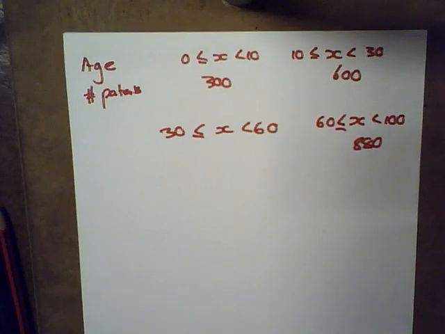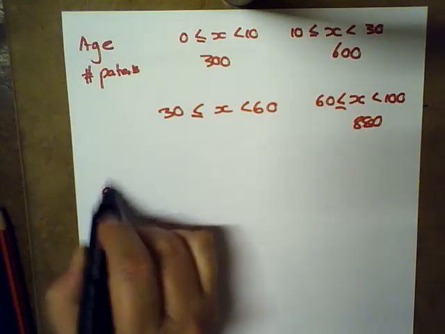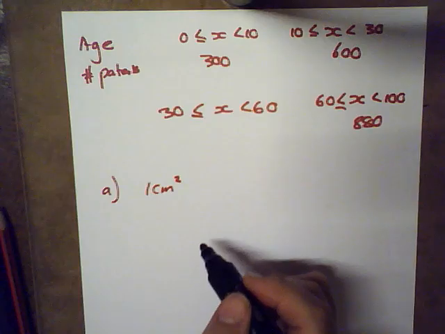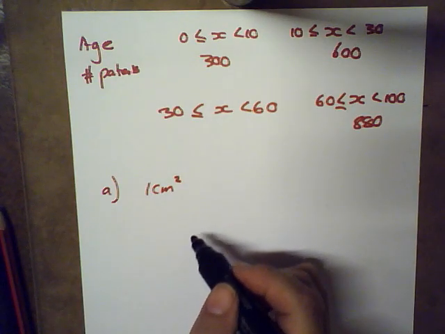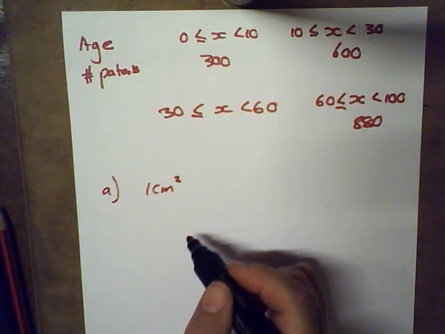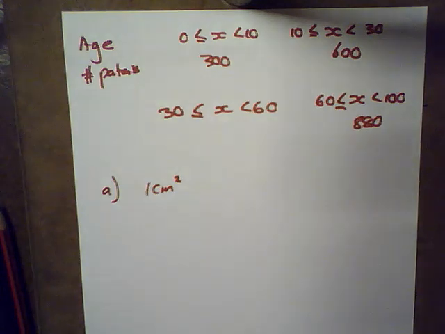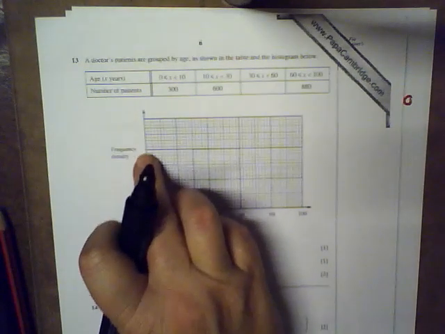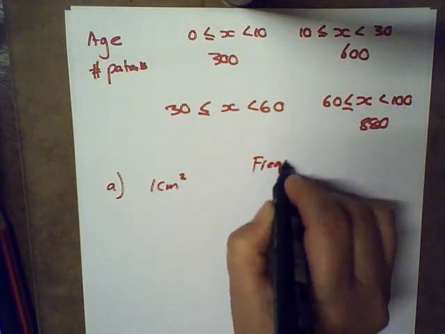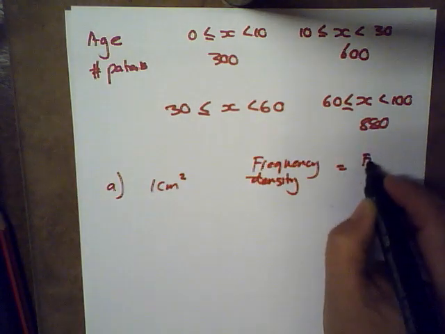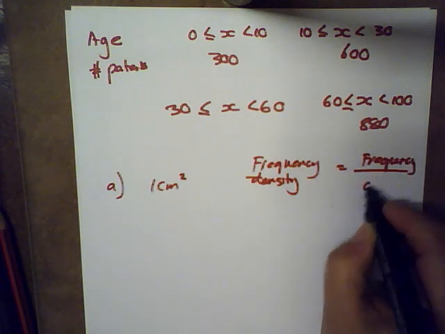Okay, so then they ask us to complete the following. A, 1 centimeter squared represents how much? Okay, so before I can start there, I've got to think about what would be my frequency density. 300. So I need to have some base. I need to know what would be these values that are not filled in here on the side. Okay, so I know one thing. Frequency density would be frequency over class width.